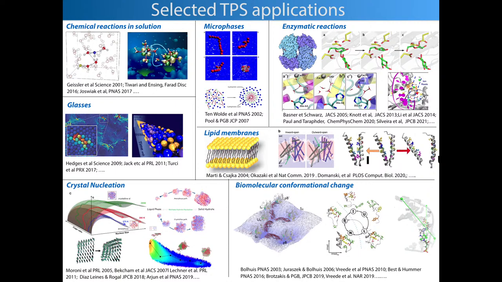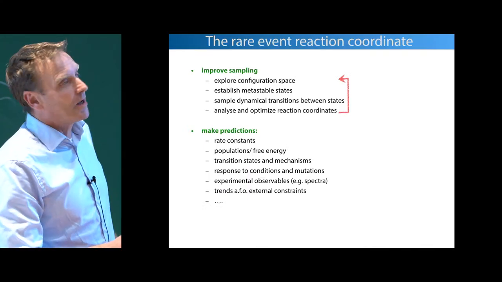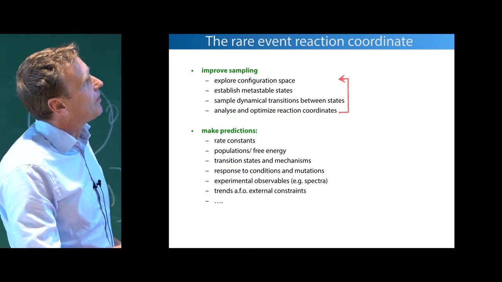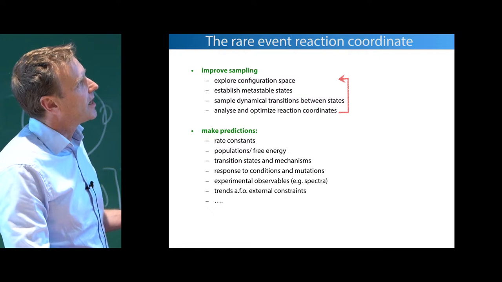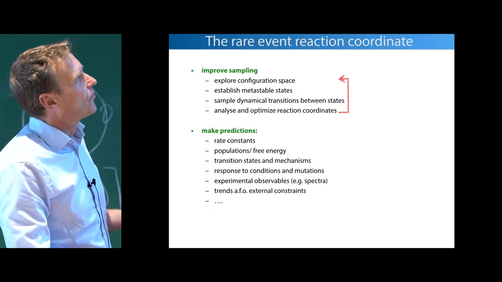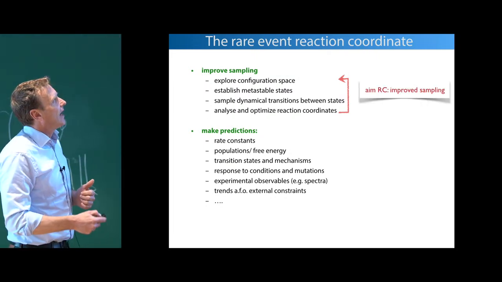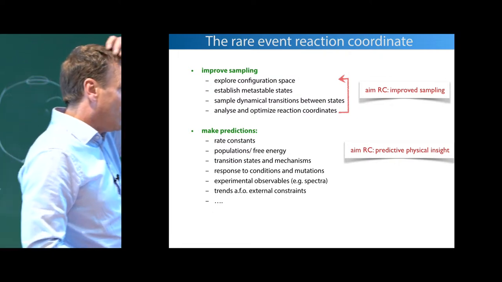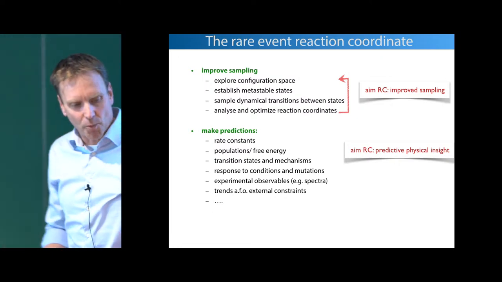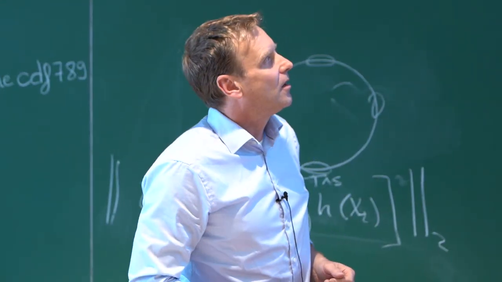Now, this is the method I'm going to use, but I want to focus on this reaction coordinate problem. In my opinion, there are two main reasons to have a good reaction coordinate. One is what we have already heard before: you want to improve sampling, so you can explore configuration space, establish metastable states, and sample dynamical transitions between these states. Then by analyzing this data, you optimize a collective variable to be as close as possible to the true reaction coordinate. Indeed, this is aim number one. But we also would like to make predictions, and this leads to physical insight into a system property or a property of the process you're interested in. These are, of course, not mutually exclusive, but they are two aims that we would like to address.